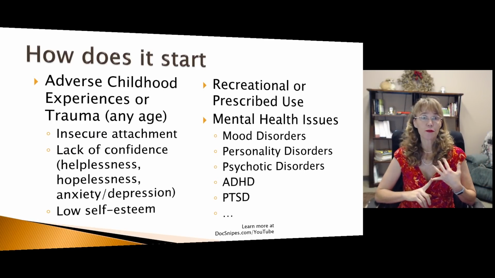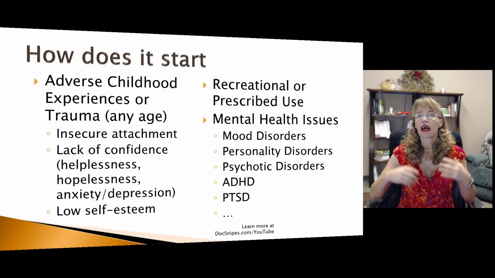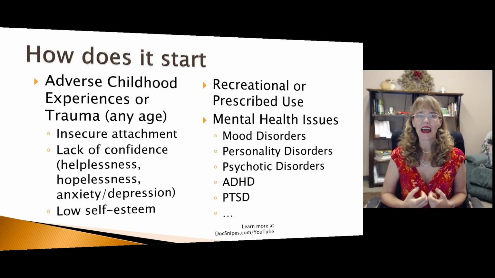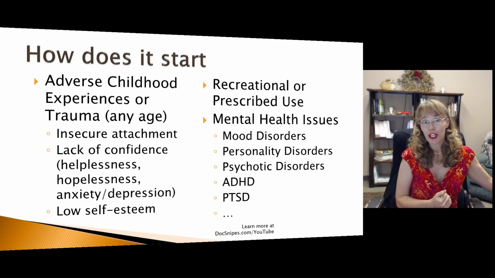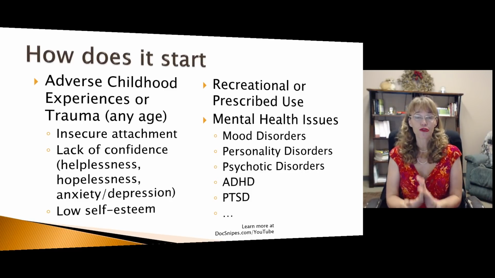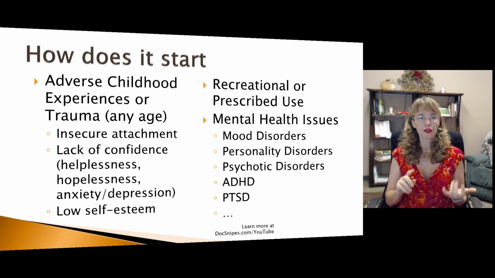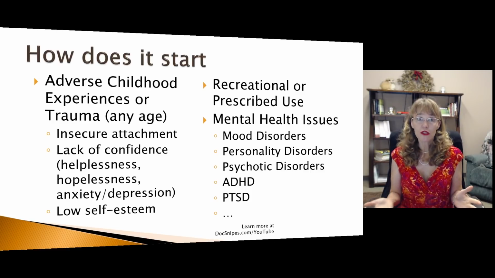Well, adverse childhood experiences, abuse, neglect, insecure attachment, anything that happens during childhood that overwhelms the child's ability to cope and they don't receive support can be traumatic to them. But trauma can happen at any age. It's not just adverse childhood experiences, it's any trauma a person experiences that causes traumatic injury, that they have an inability to cope with, that can lead to disruption of their secure attachments, a lack of confidence, a feeling of helplessness, hopelessness, anxiety, depression, low self-esteem.